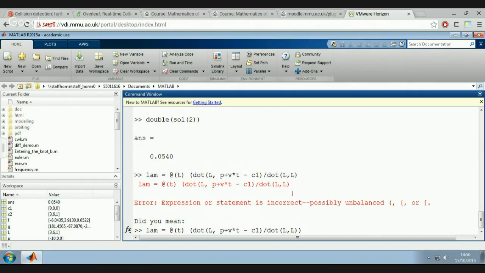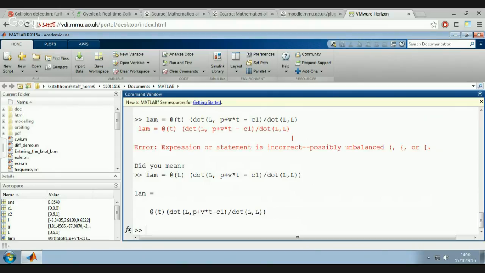Dot P plus V, dot L minus L. Did I mean that? Oh, I did mean that. Oh, that's really good. It corrected it for me. I didn't balance my brackets, and it said, did you mean that? And yeah, so I just pressed enter. So this sets up a quick anonymous function called lambda, which takes a value of t and evaluates this ratio of dot products. That's the equation for lambda given in the middle of page 17.